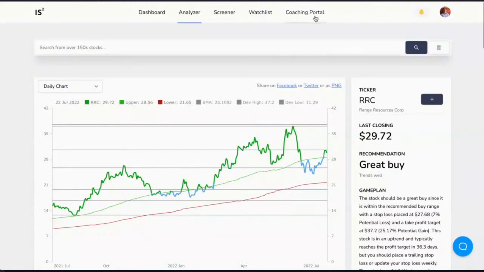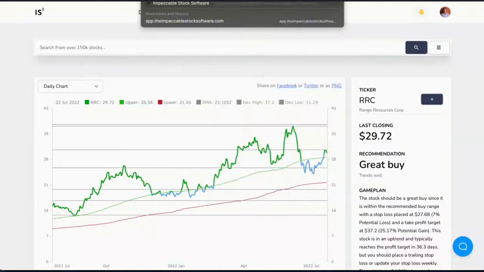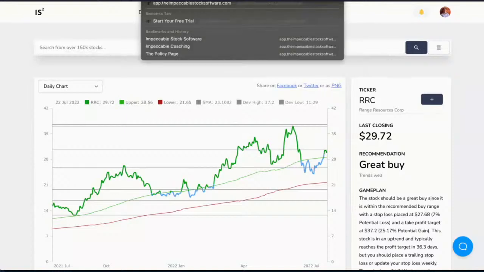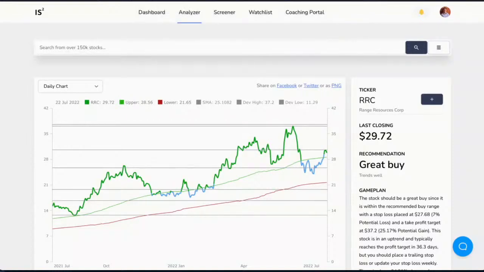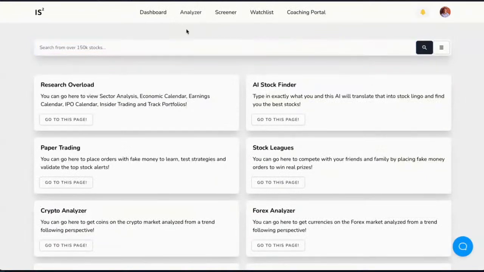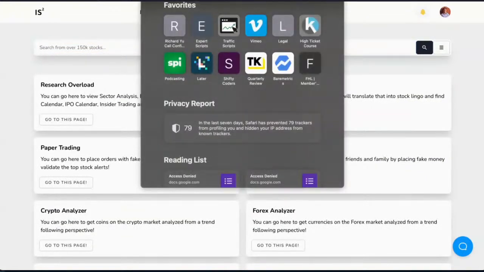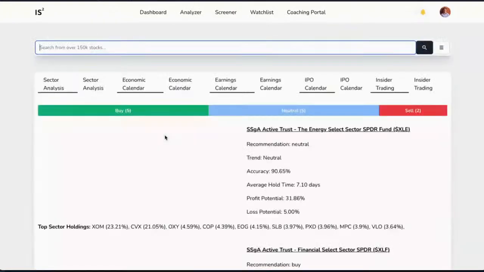One is this software. So again, as a coaching client, it kind of puts the coaching portal here instead of toolbox. But if you change the URL to tool-box, you'll get this. So after stocksoftware.com/tool-box, you'll get toolbox, and you go to research overload.